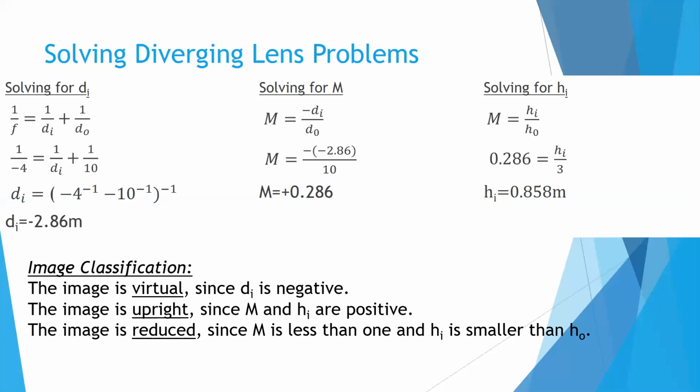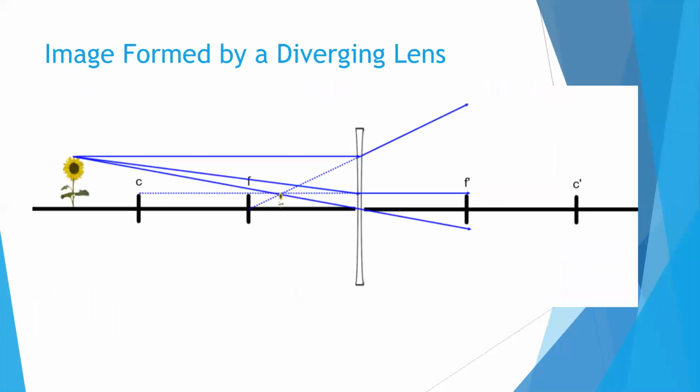The other way we can look at it is look at our HI. The height of the image is 0.858, which is less than the object height of 3 meters, okay? So since HI is smaller than HO, that means we have a reduced image. So we can take these classifications and we can plug them into the chart we've been working on, okay? Before we do that, let me show you what this image will actually look like.